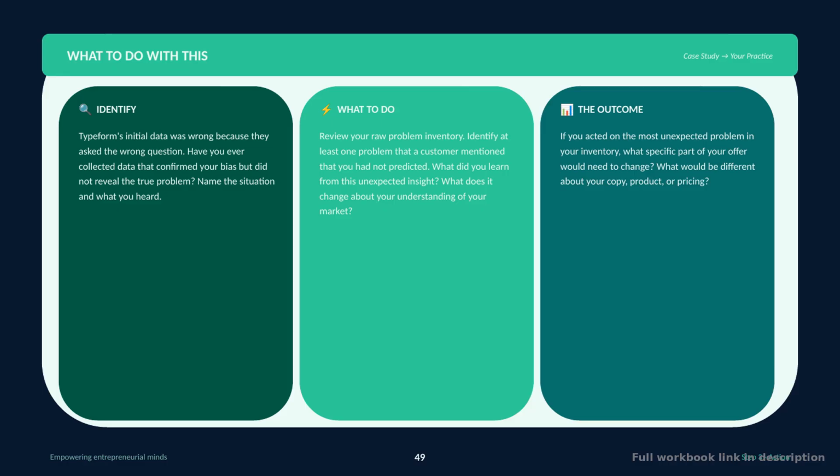Second, what to do. Review your raw problem inventory. Identify at least one problem that a customer mentioned that you had not predicted. What did you learn from this unexpected insight? What does it change about your understanding of your market? Third, the outcome. If you acted on the most unexpected problem in your inventory, what specific part of your offer would need to change? Pause and write your answers.